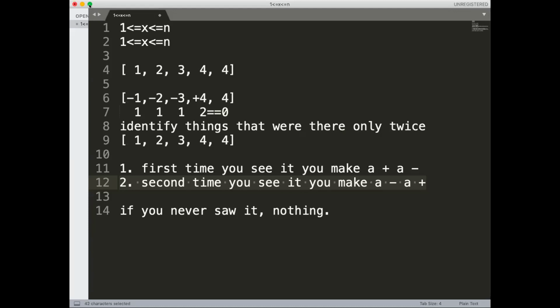But then that is a problem because you have integer overflow issues. So you may want to do XOR instead. And there are a couple of ways of doing that. So that's the first instinct I had when I looked at this question.